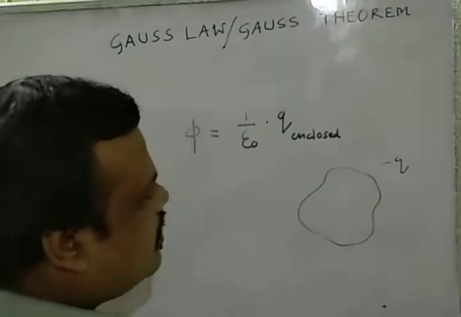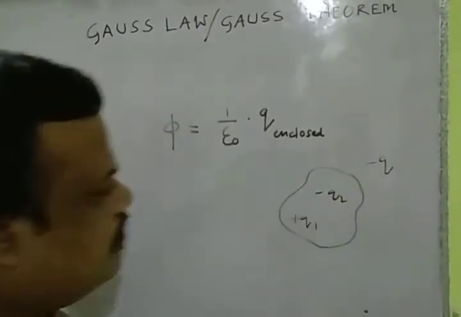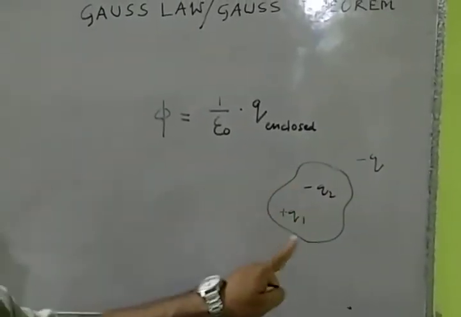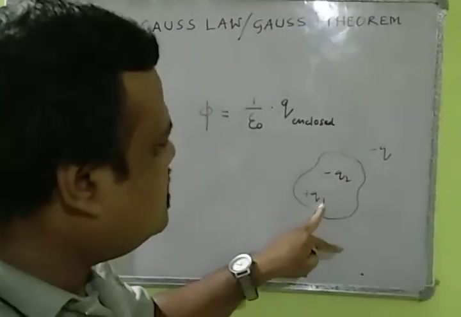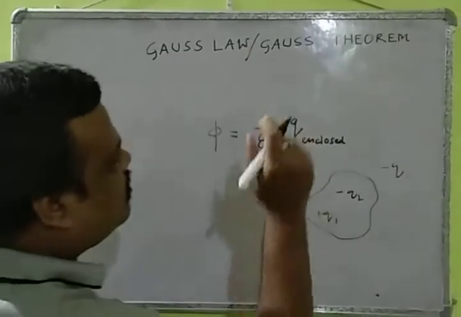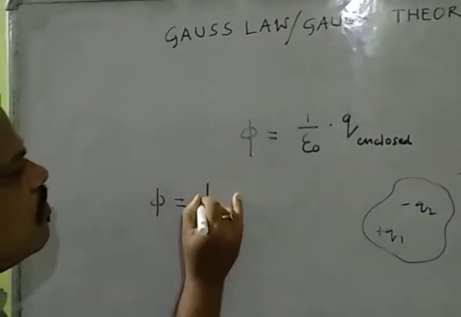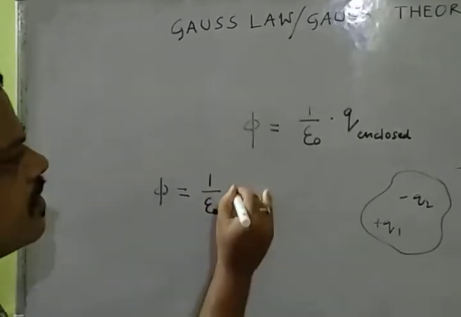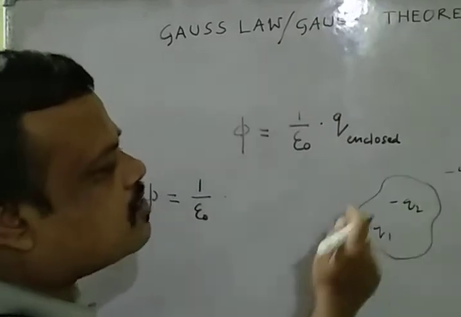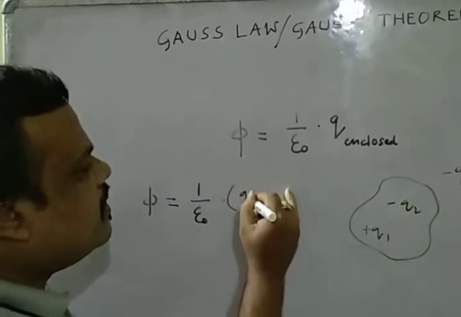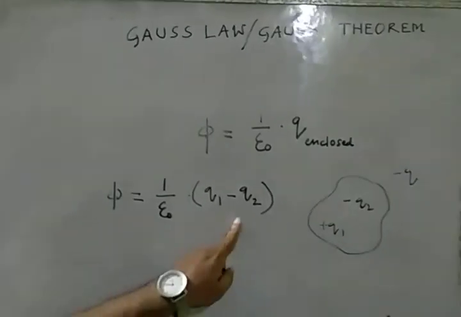Say there is one positive charge q1 and one negative charge q2. That means there is a surface which contains multiple charges, two charges, one positive, one negative. Then what will be the formula? Then phi is equal to 1 by epsilon naught into q enclosed, meaning the net charge enclosed by the surface. So it will be q1 minus q2.